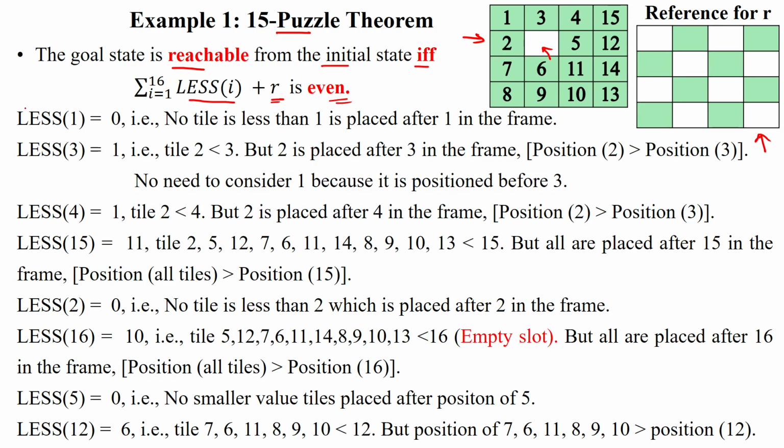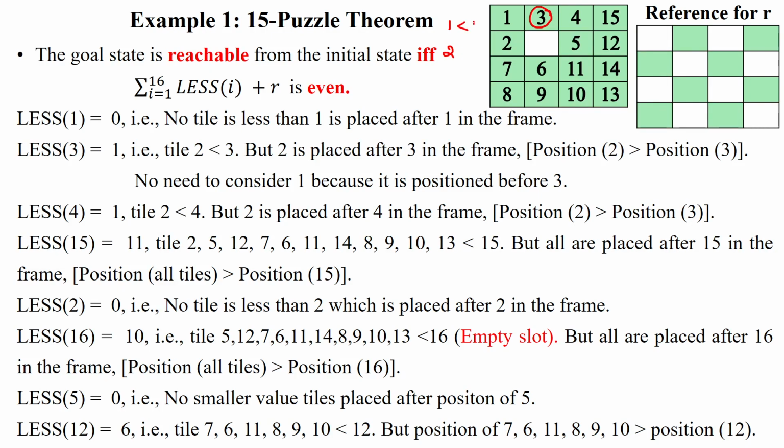Now we will calculate less of 1. Here for less of 1, is any tile less than 1 in the given frame placed after this 1? No tiles are less than 1 which are placed after this 1. So the count of tiles less than 1 placed after the 1 is 0. Then come to the less of 3. For 3 we are going to calculate how many numbers are less than 3. One is 1 and another one is 2.